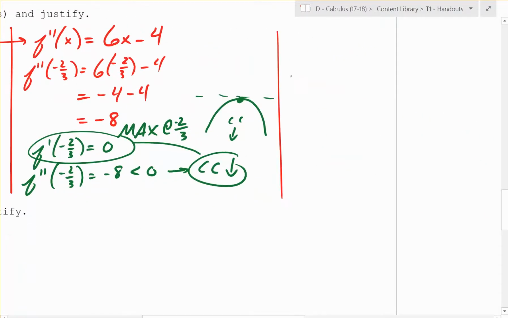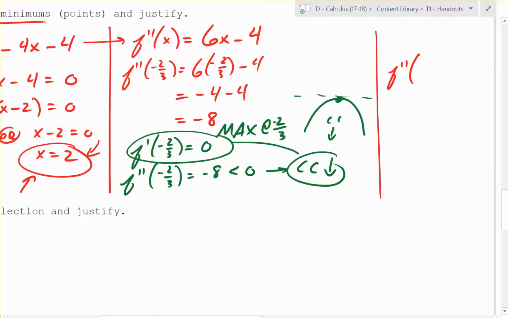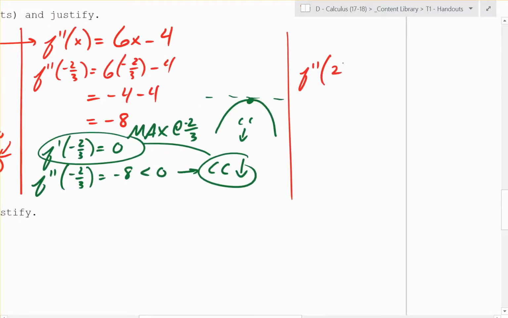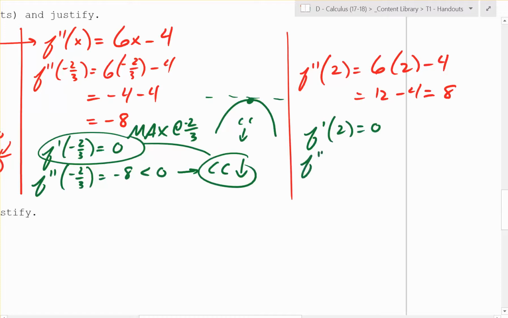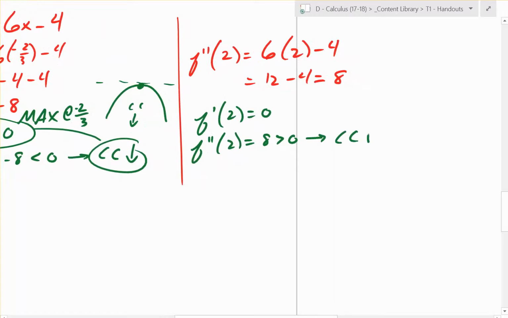Now we do f double prime at our other x value, which was 2. So we do f double prime of 2. It's going to be 6 times 2 minus 4. Remember, this is our second derivative right there. When we plug that in, we end up with 12 minus 4, which is 8. So what does this tell us? We know before that f prime of 2 is 0, and f double prime of 2 is 8, which is greater than 0, which means the second derivative is positive, so it's concave up. So concave up and the derivative is 0.